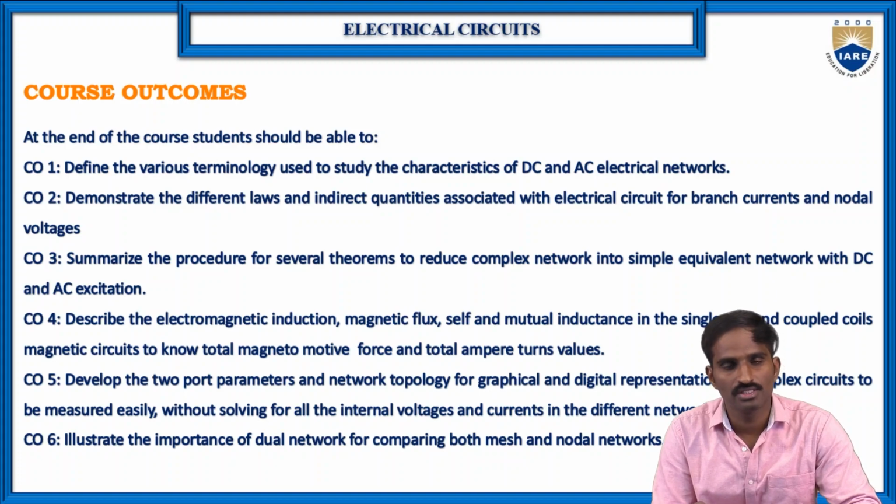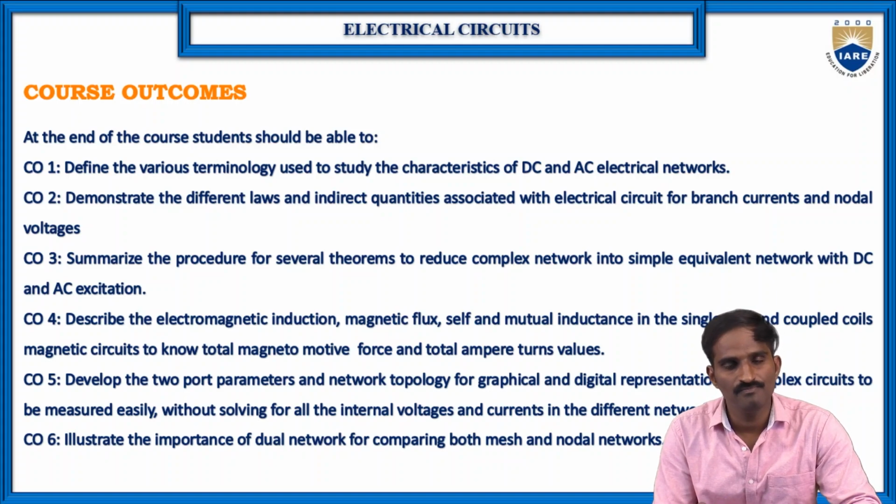The first course outcome, CO1, is to define the various terminologies used to study the characteristics of DC and AC electrical networks. After successful completion of this course, the student should be able to understand the difference between DC and AC electrical networks, and the basic terminologies used to understand their characteristics, which defines CO1.